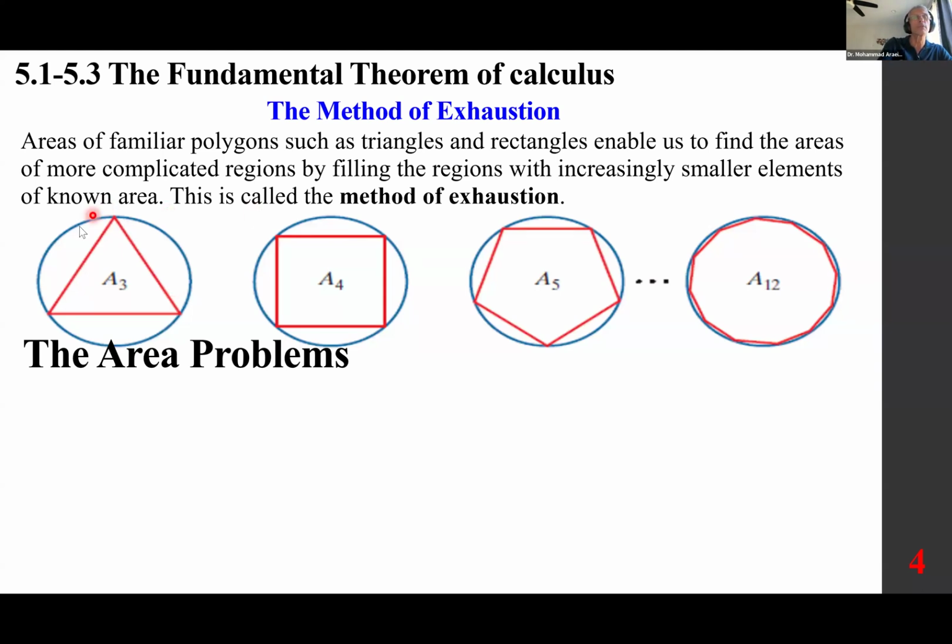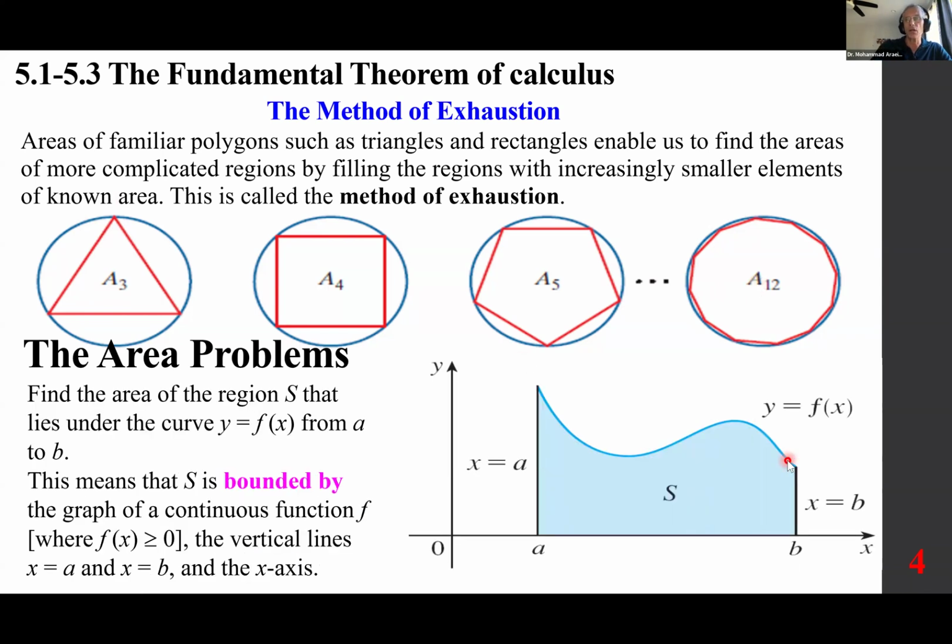As you can see in the old days when they didn't know the area of a circle, A equals pi r squared, they would put in there 3-sided, 4-sided, 5-sided, and so on and so forth. As we add to the number of sides, the area of that polygon gets closer and closer to the actual area under the curve, known as the method of exhaustion. What if we want an area under this curve where we have no geometric shape and therefore no geometric formula? What is this area problem?